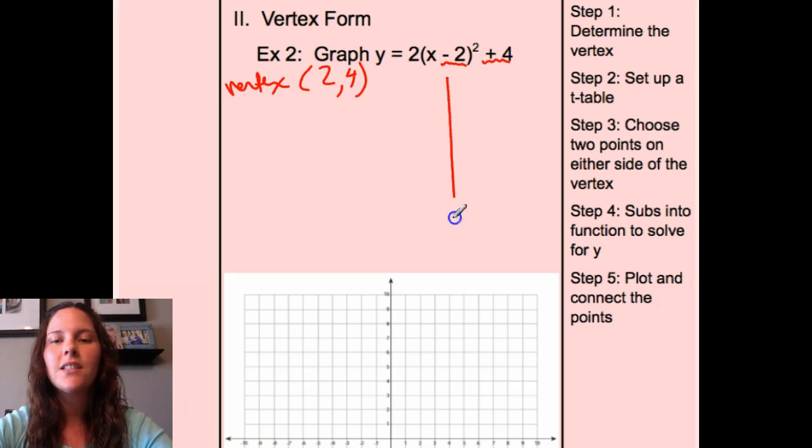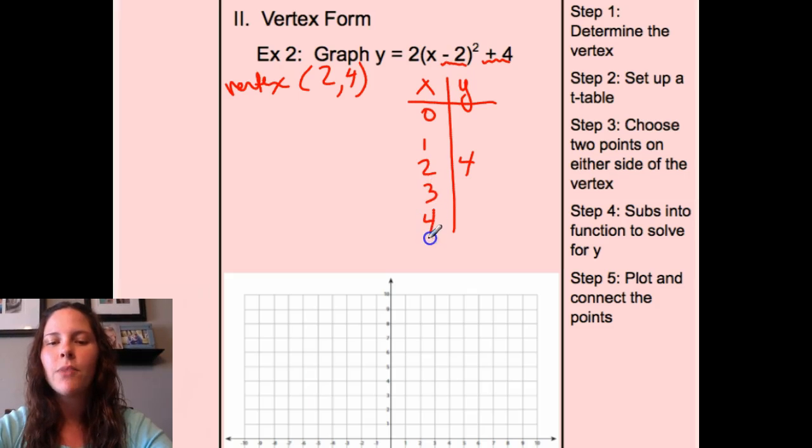Once you find the vertex to set up your t-chart, you want to put the vertex in the middle and then choose two x values smaller than the vertex, and two x values bigger than the vertex, because that's the turning point of the parabola, so you want to see what's happening on both sides of the vertex. Then you can substitute those values into the function and solve for y. Order of operations, we do what's inside the grouping symbols first. 0 minus 2 is negative 2. Next step in order of operations, we've got that power. So negative 2 squared is 4.